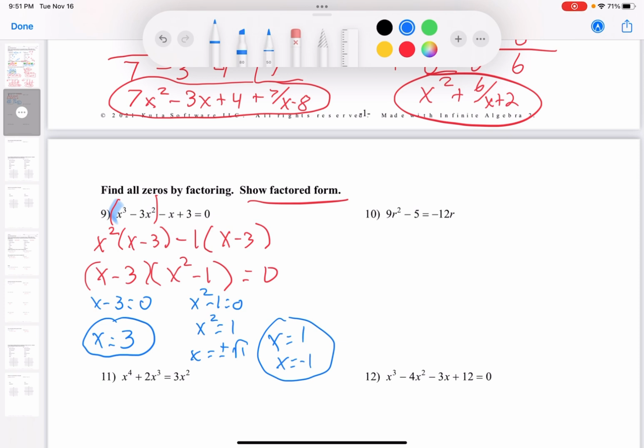Number 10. If we're going to find the zeros, we have to put it in standard form. So that's 9r squared. Put the 12 on the other side, so I got to add 12r to both sides. And then minus 5 equals 0. Take out a GCF. There isn't one. So since there isn't a GCF and it's a trinomial, we're going to do the x method. So 9 times negative 5 is negative 45.